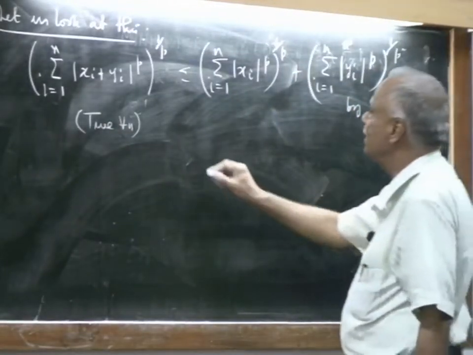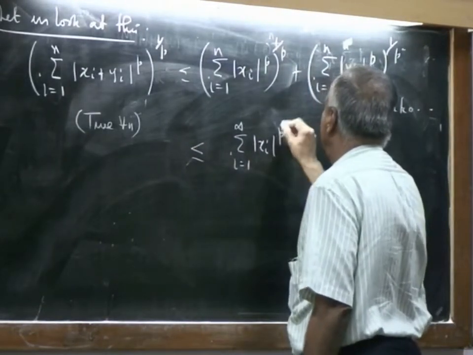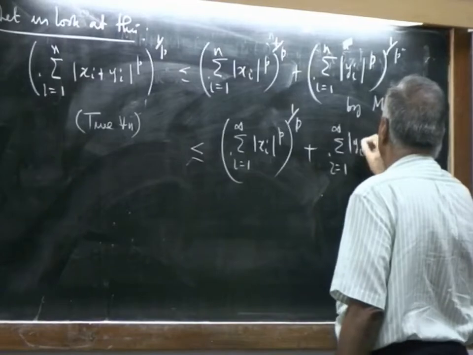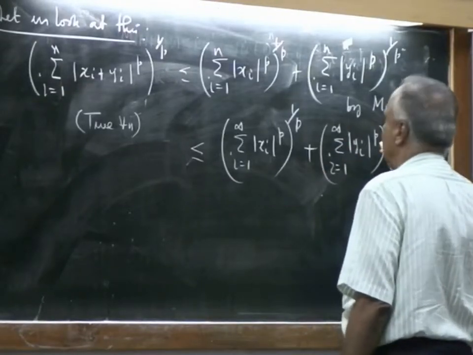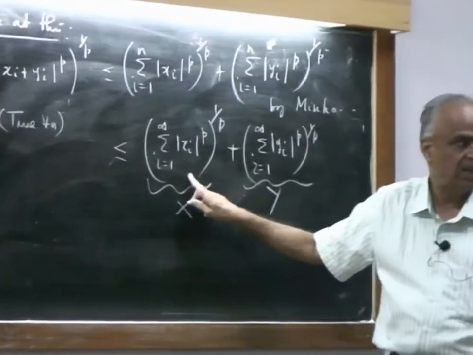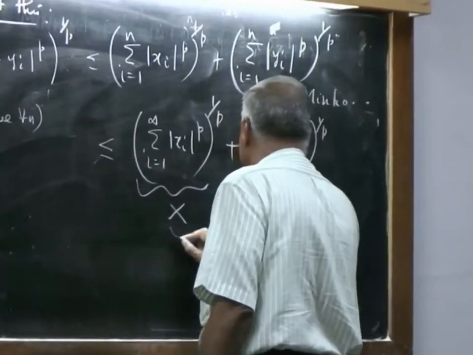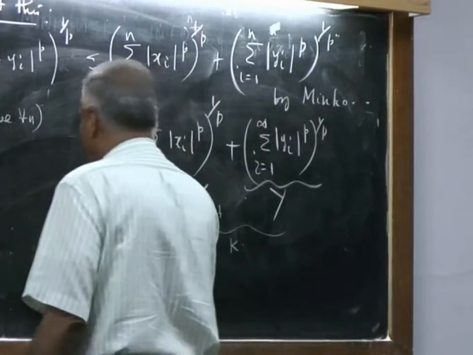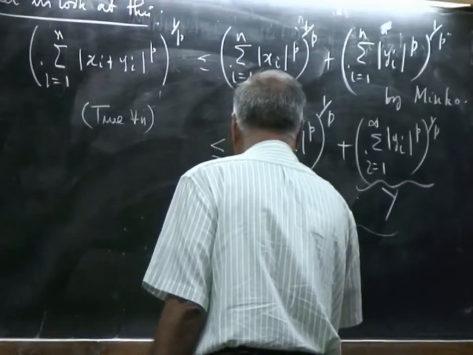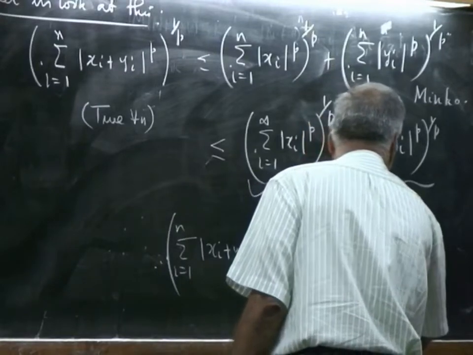But now what can I say about the right hand side? Any finite sum is less than the corresponding infinite sum. Let us call this as x and this as y. x is given to be finite and y is given to be finite. So, x plus y is what I call this. So, therefore, summation i equal to 1 to n mod xi plus yi to the power of p, to the power of 1 over p, is less than or equal to x plus y.